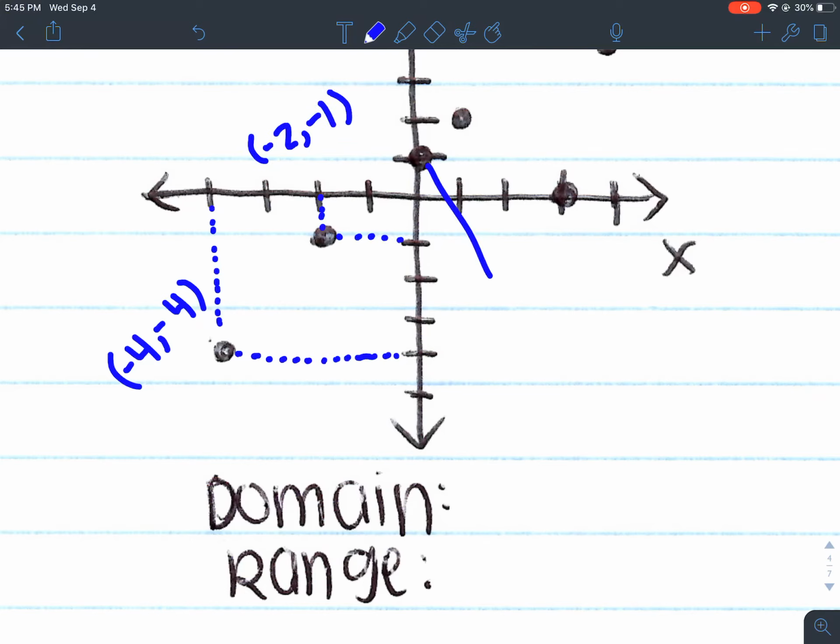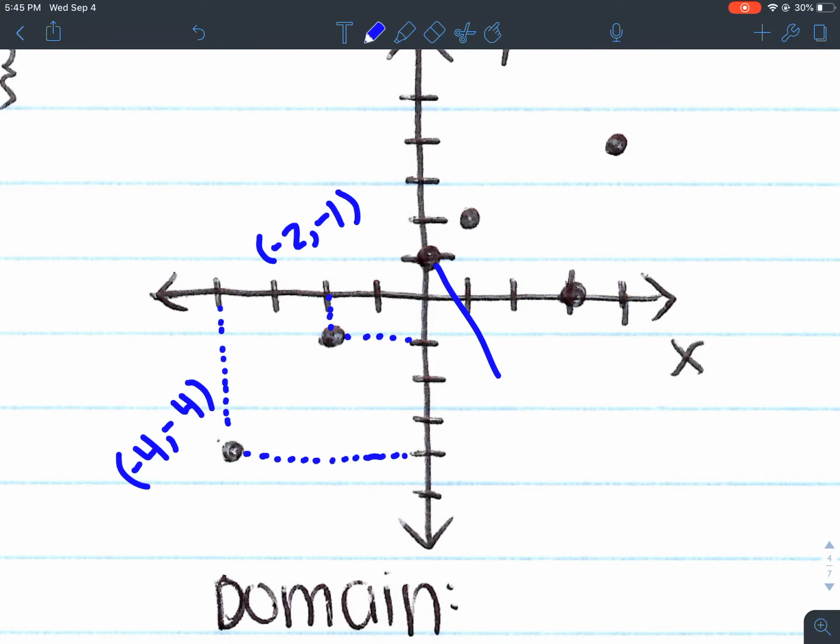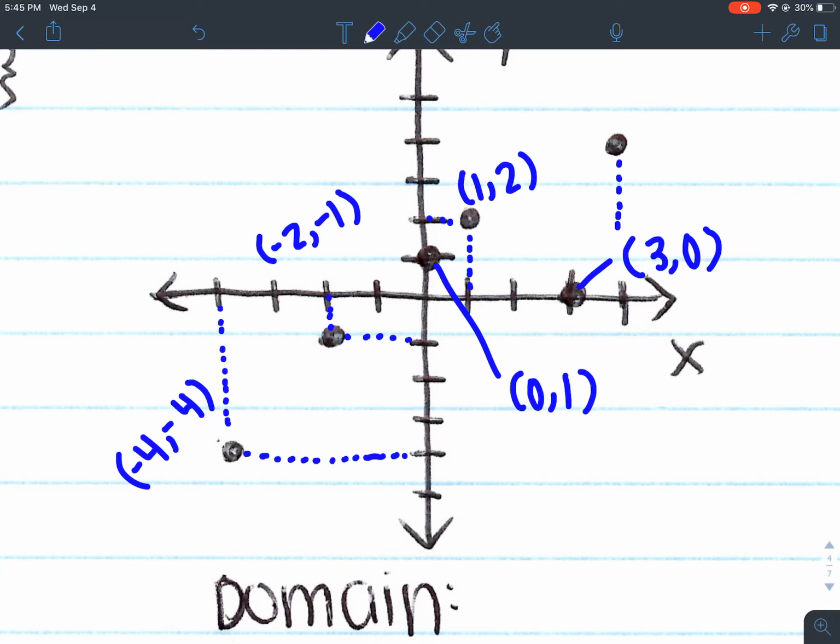Okay, this point down here would be the point -2, -1. And if you're having trouble identifying what your points are, please let me know. But basically, we're just listing the points as they're plotted. This one's going to be 0, 1. This one's going to be 1, 2. This one's going to be 3, 0. And then this one is going to be 4, 4.